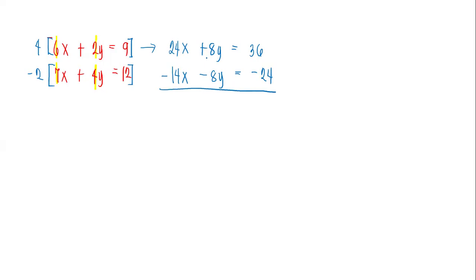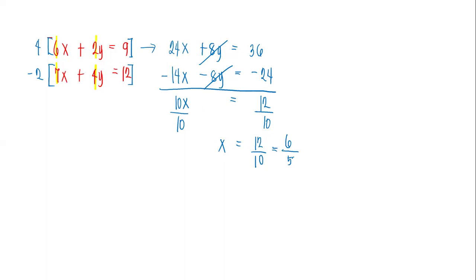Okay, so positive 8y and negative 8y, we can already cancel that out. So we'll have here 24 minus 14, that is positive 10x, equals 36 minus 24, that is positive 12. Dividing both sides by 10, we'll have x is equal to 12 over 10. If you can simplify it, simplify it. 12 over 10 can also be written as 6 fifths. So our x is equal to 6 fifths.